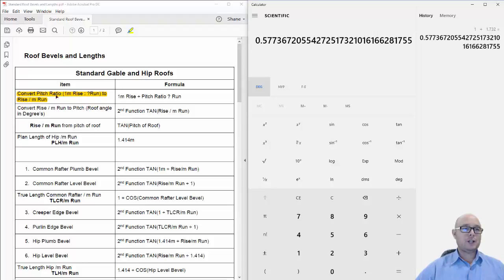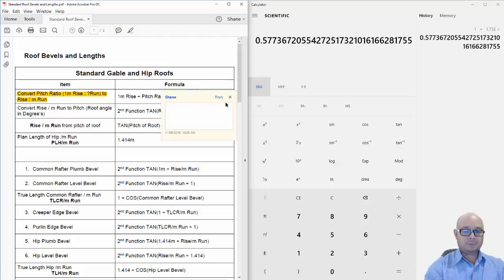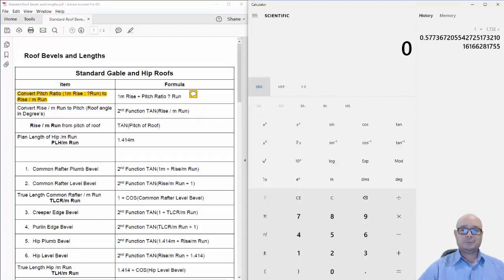So that's converting the pitch ratio of 1 to 1.732 to a rise per meter run of 0.577 per meter run. What I'll do is put a sticky note on there to give me the answer, so I can refer back to it later. 0.577, and there's my answer there. You can see for the conversion of the pitch ratio to rise per meter run, it's 0.577. So I'll just clear that and go on to the next calculation.